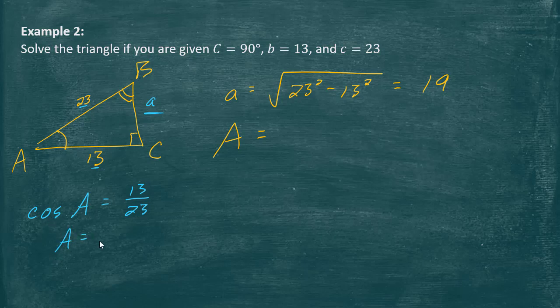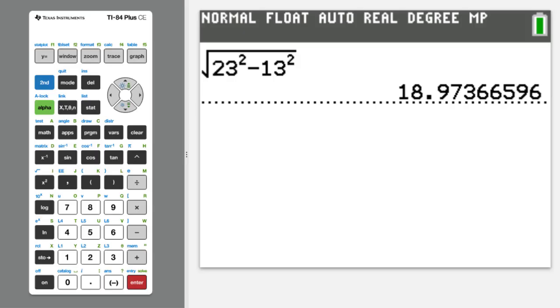The way I would cancel cosine is use its inverse, which happens to be called the arc cosine function. So it happens to be the second function of cosine on the calculator. So if we bounce over to this, I've got the arc cosine on my screen.